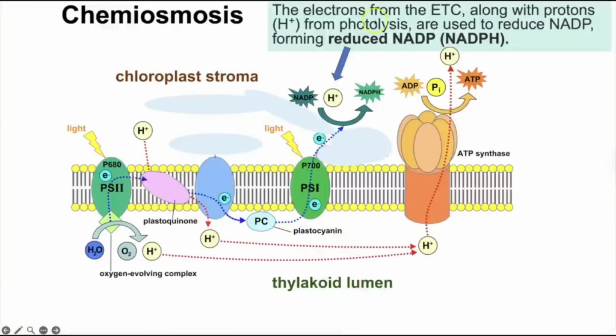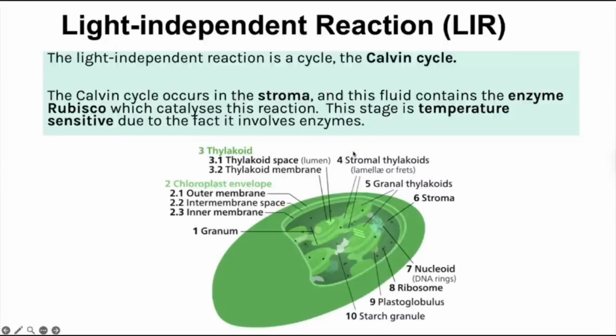The last step then is, how is this reduced NADP made, or NADPH? Well, the protons that have moved through ATP synthase are picked up by that coenzyme NADP, and also the electrons, when they get to the end of this electron transport chain, they are also picked up by NADP. And that then forms reduced NADP, or NADPH. And that's how we get those two products that we're now going to see used in the light-independent reactions, also known as the Calvin cycle.